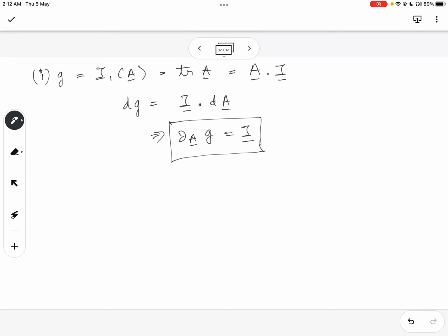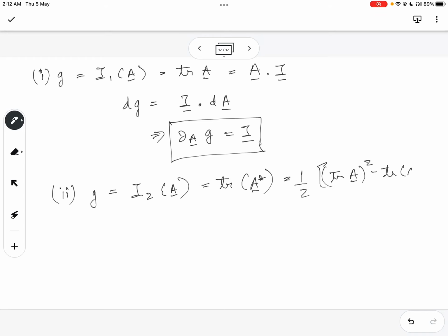This was the first one. Let's look at the second invariant, I2 of A. This is nothing but the trace of A star, the cofactor tensor, which is half of the trace of A whole squared minus the trace of A squared.